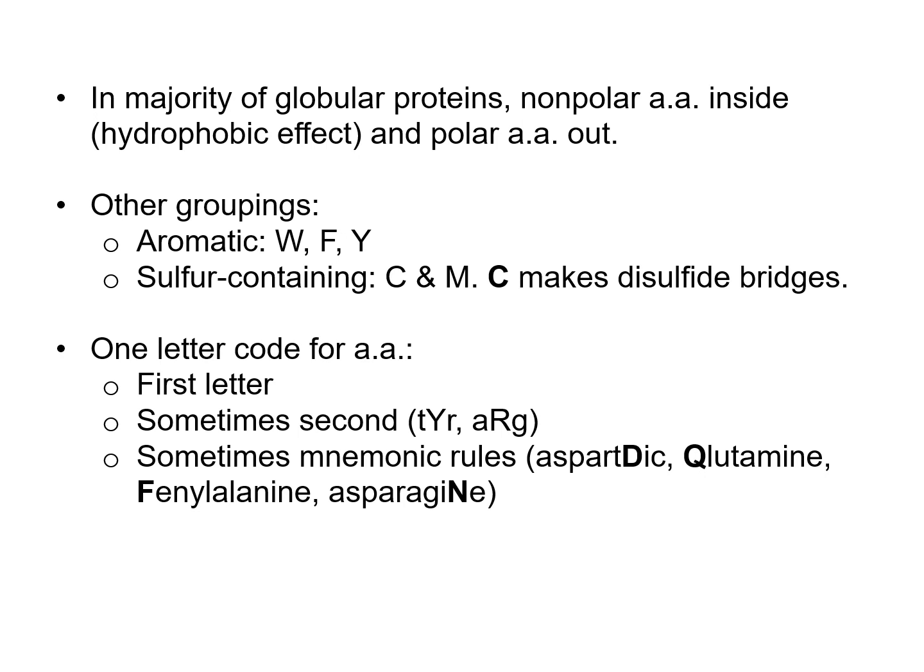I'm not going to go over all the amino acids and their properties, but there are other groupings here. One is aromatic: tryptophan, phenylalanine, and tyrosine have aromatic rings, the phenyl rings. Also, sulfur-containing amino acids are cysteine and methionine. Cysteine is particularly interesting because it can form disulfide bridges with another cysteine in another polypeptide. And here is how you memorize the one-letter code for amino acids.